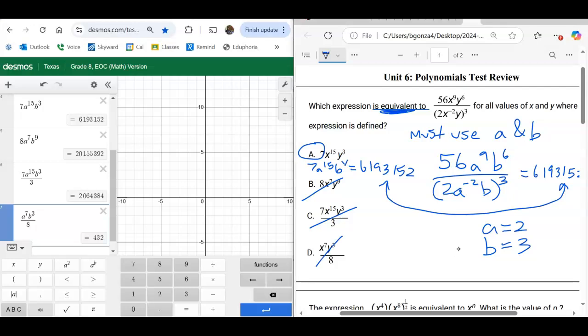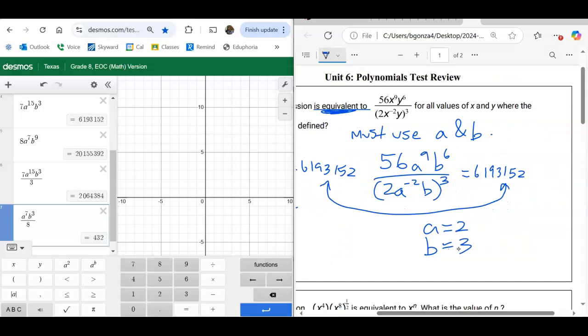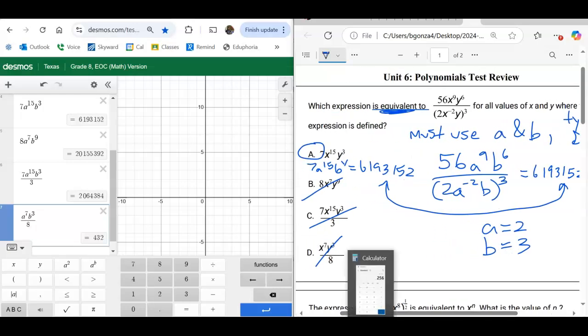So again, you must use A and B. You type into Desmos. And then you get a value when you plug in the original. And then you must replace A and B, plug in the answer choices and see which one matches, all right? That's the calculator strategy.